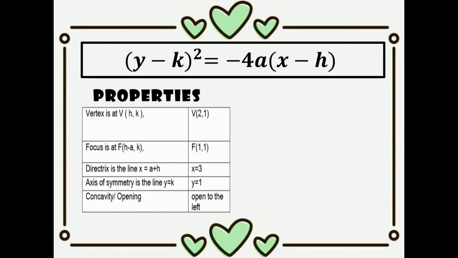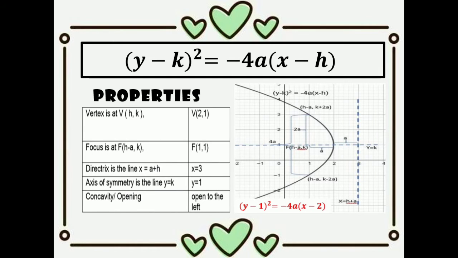Our second equation is the quantity (y minus k) raised to the power of 2 equals negative 4a times (x minus h). An example of this equation is (y minus 1) squared equals negative 4a times (x minus 2). And this is the graph of this equation below. Its properties are the following.